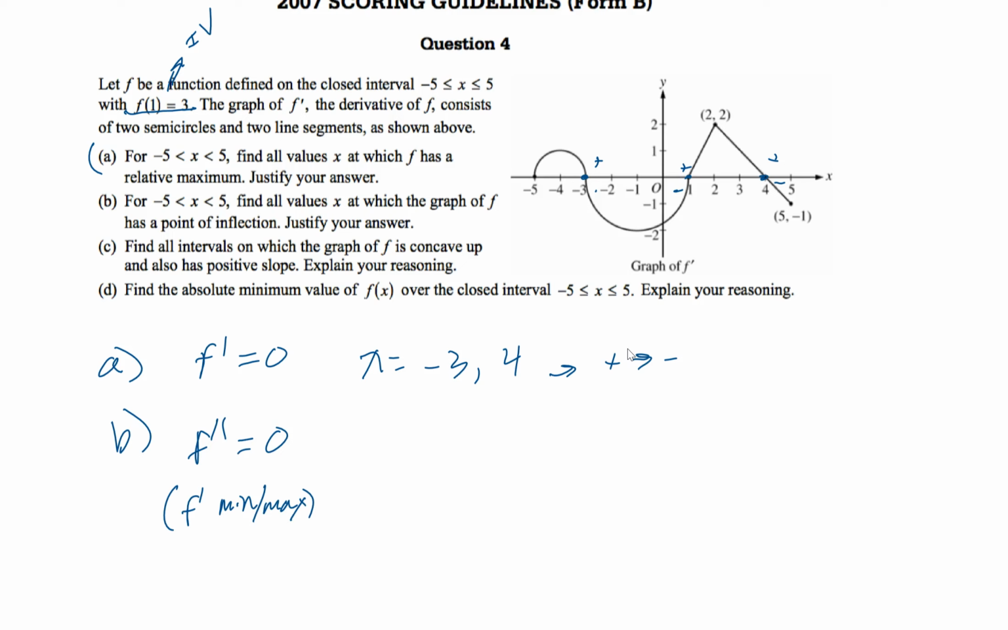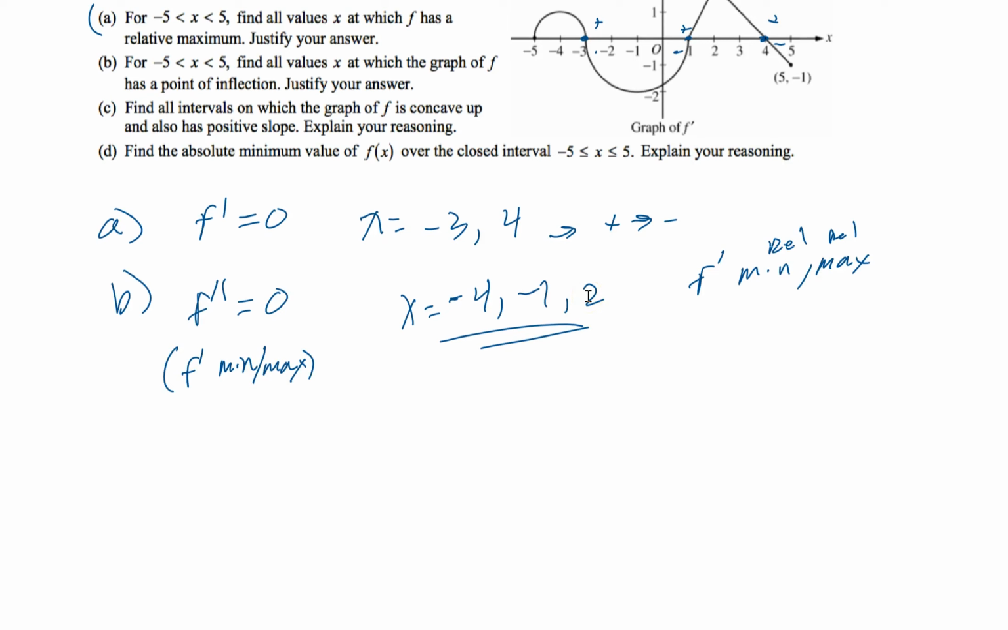So in that case, that's at negative 1, and at 2. Do they all change signs? Yes, they do. So those are my inflection points. And then how would I say? I'll just say f prime has a min or max. Relative min or max.